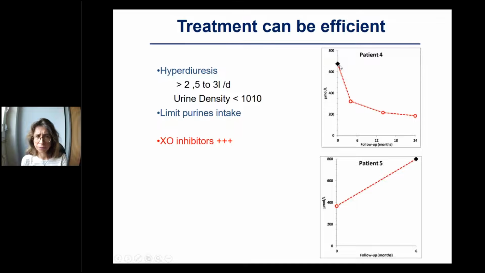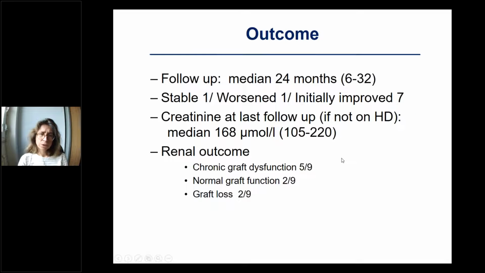He received hyperdiuresis and xanthine oxidase inhibitors with a really good improvement of renal function. This is another example of a patient with a very bad evolution of the disease. All these patients were followed up for a median of 24 months. 1 was stable, 1 worsened, and most of the patients initially improved. And finally, creatinine at last follow-up for the patients who were not on dialysis was 168 micromole per liter, which is not so bad.